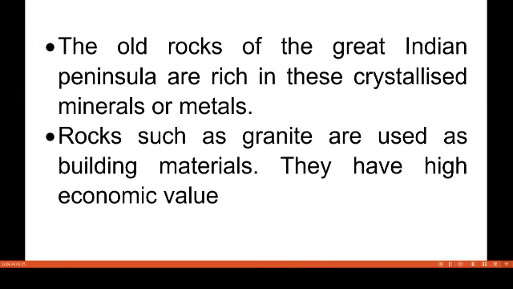Old rocks of the great Indian peninsula are rich in these crystallized minerals and metals. Rocks such as granite are used as building material, and they also have a very high economic value.